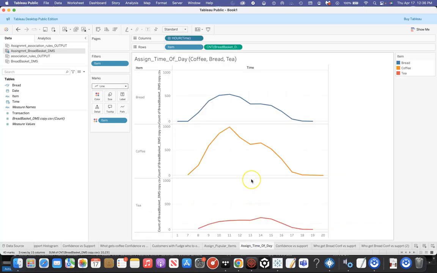In this slide, I did a line chart just to understand purchases of these 3 items by different times of the day. As you can see, bread and coffee do peak between the hours of 10 a.m. and 12 p.m. and then drop afterwards, and around 5 p.m. it looks like nothing is selling. Tea, however, has a slightly different trend. As you can see, it peaks at the hours of 2 and 3 p.m. and then drops as well.